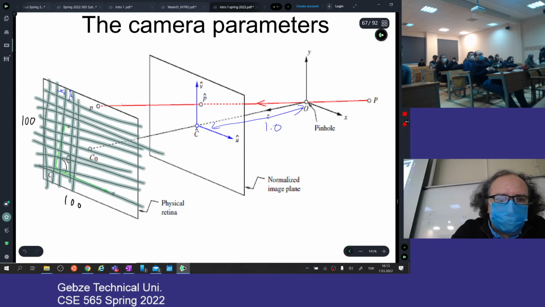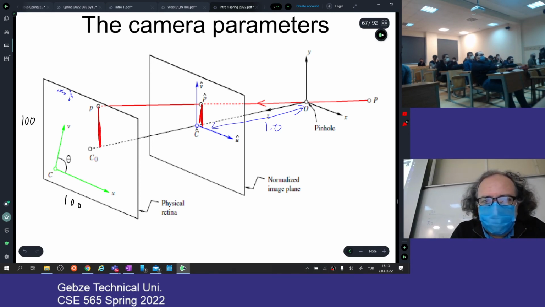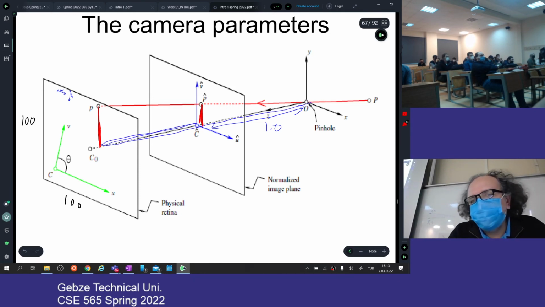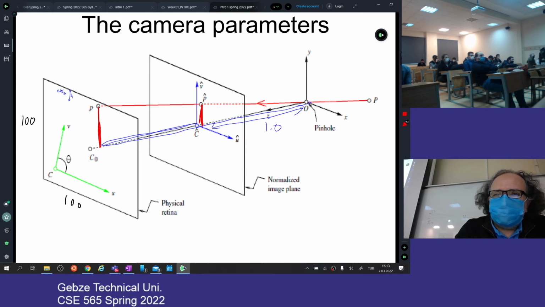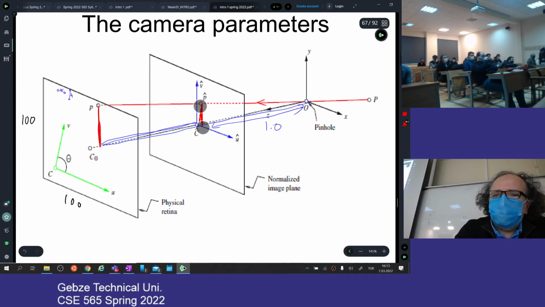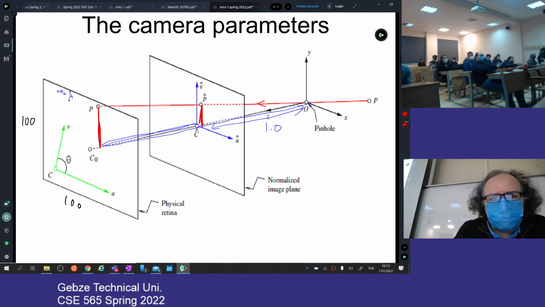Let me get rid of my stuff. Okay. There is a similarity of the triangles between this length and this length, right? Also similarity between here and there. Okay, I know this much. This is a total of F. This is u hat, and this is u. But how about this one?